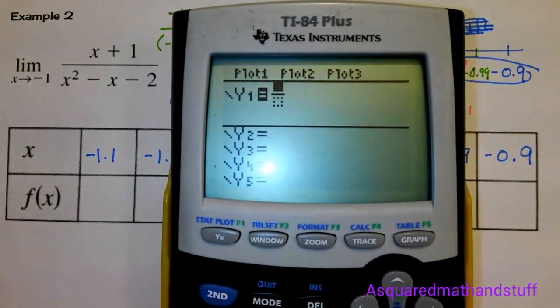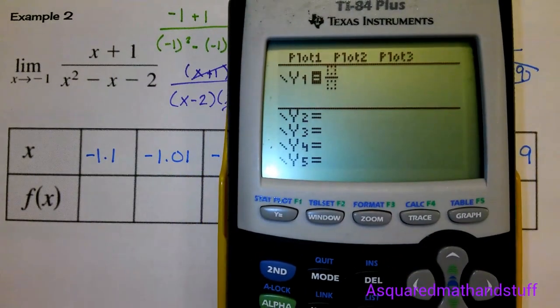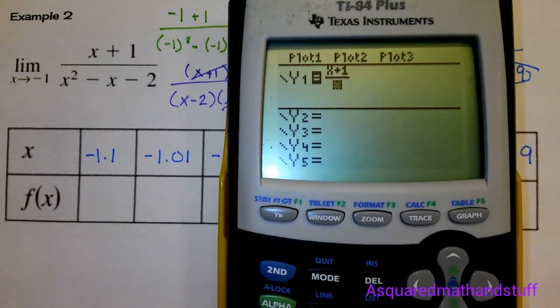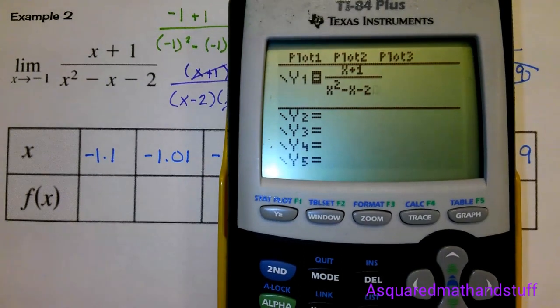This helps us out because sometimes we forget to put parentheses in and we screw everything up, so we don't really need to worry about the parentheses with this. The numerator is x plus 1. I arrow down to get to my denominator, which is x squared minus x minus 2. So you can see I have everything in the correct position.